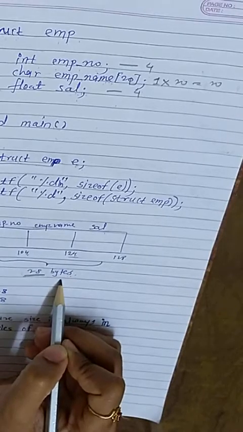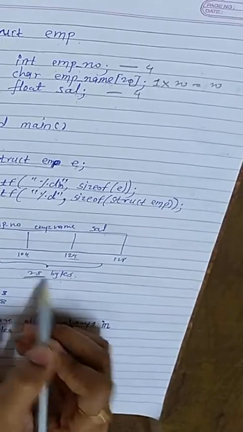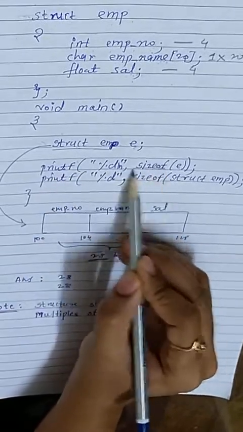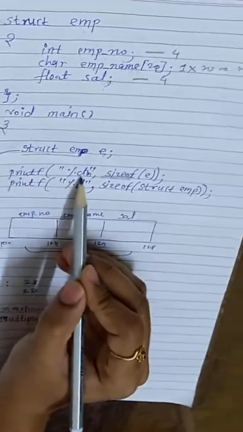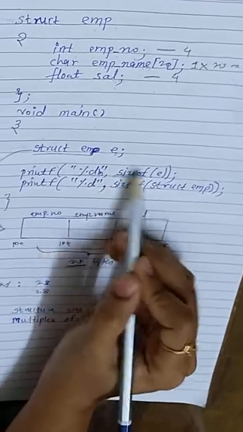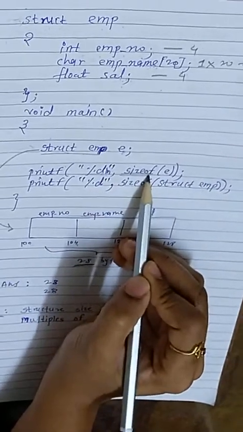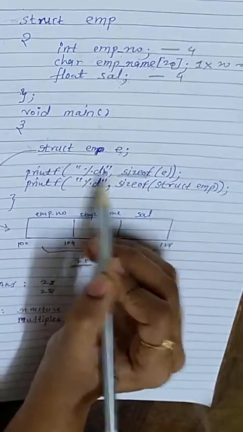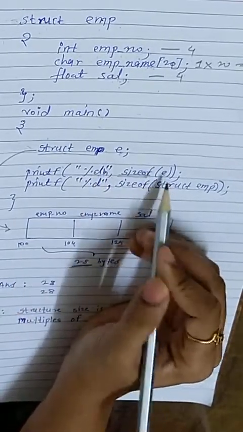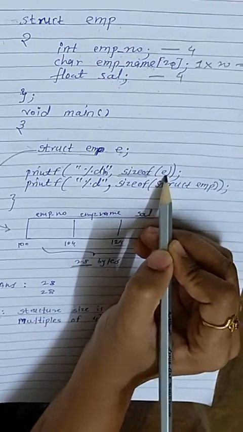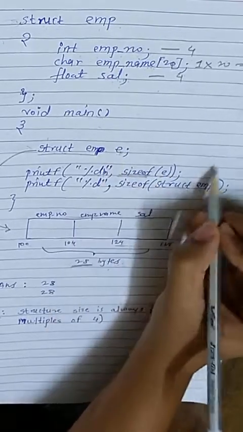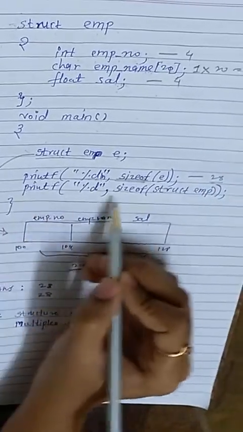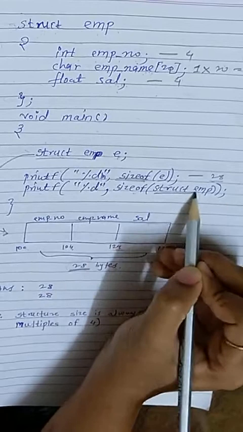If you print the size of this structure, it is 28 bytes. So how to print the size of the structure? Simple, using the sizeof function. printf %d. Why %d? Because sizeof always returns an integer value. So sizeof, and then e. e means the structure variable. So it will return 28 bytes. Again printf %d sizeof struct emp.